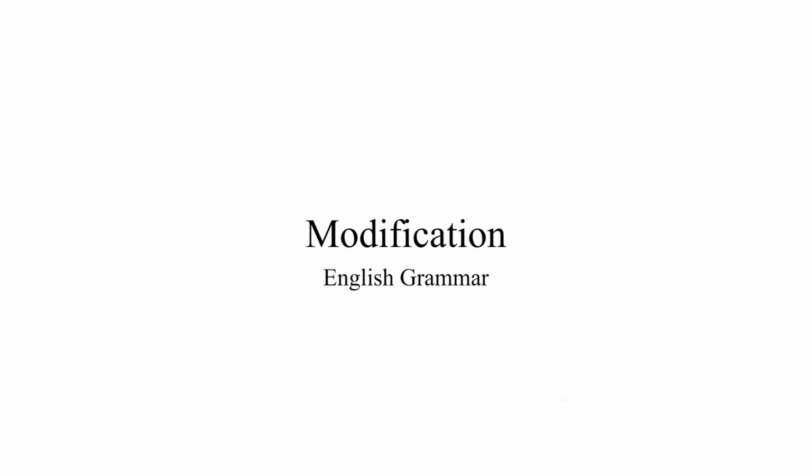Modification. This chapter deals with two types of modification problems. 1, misplaced and squinting modifiers. 2, dangling modifiers. 1, misplaced and squinting modifiers. In the first section, we examine misplaced modifiers.